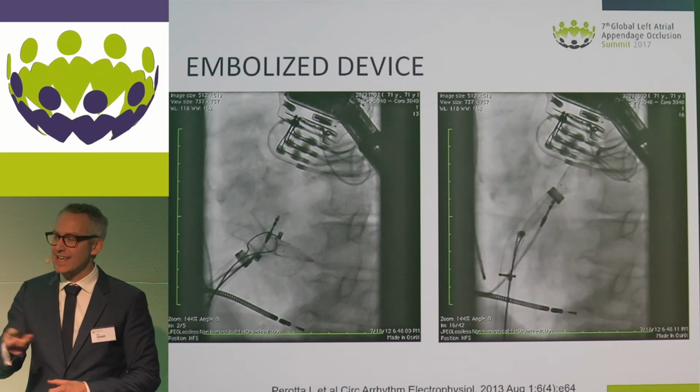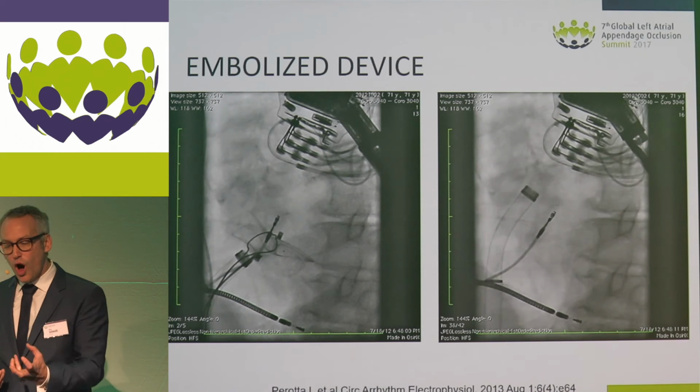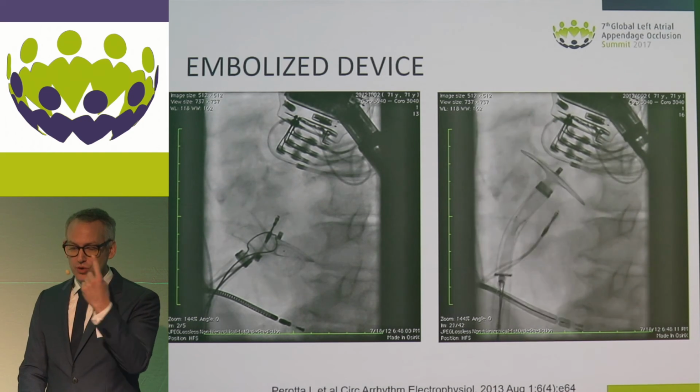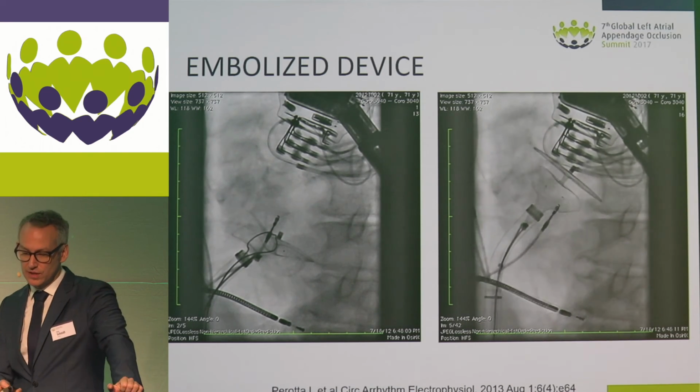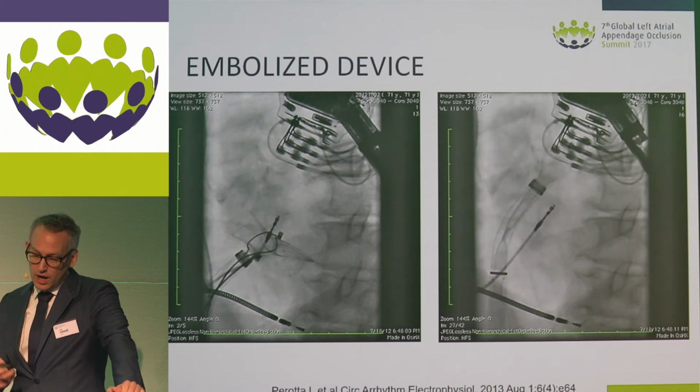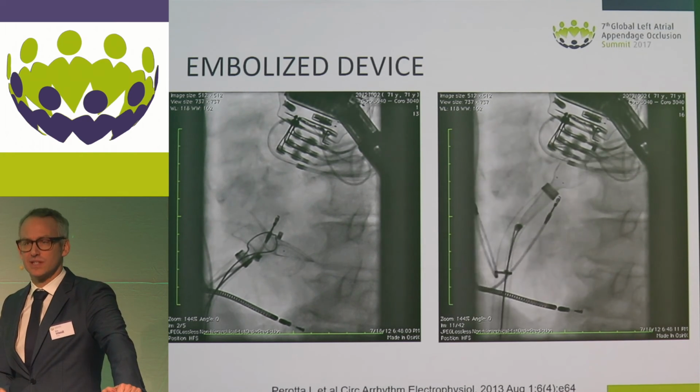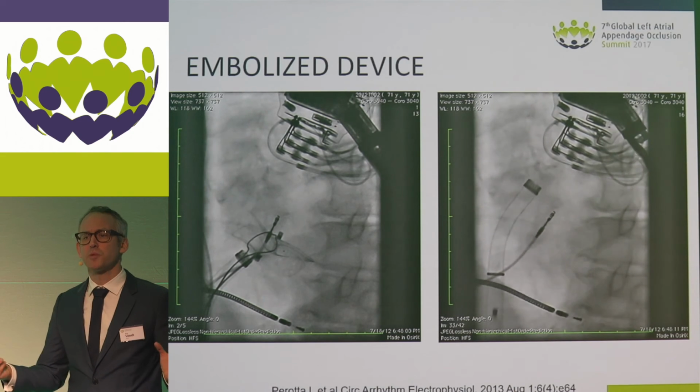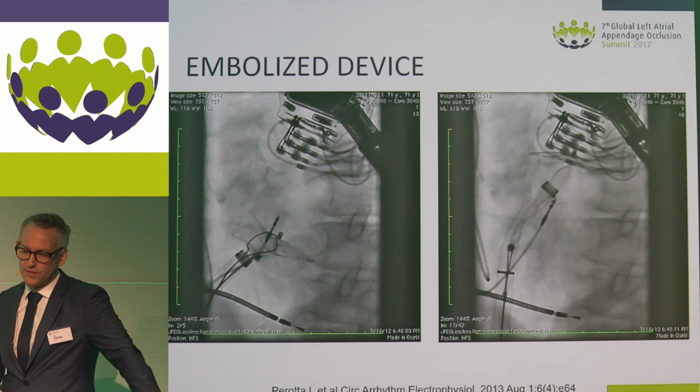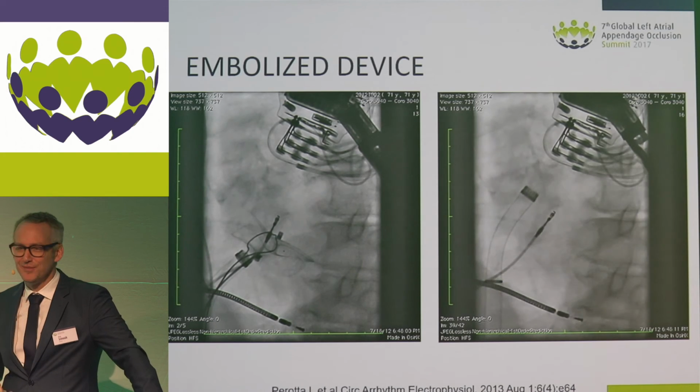And then using a second snare, we caught one of the screws and pulled it back into the sheath and completely retrieved it. So we have performed another case like this using the cryo sheath, but you need a large bore sheath in order to retrieve these devices. So again, EP skills are important.